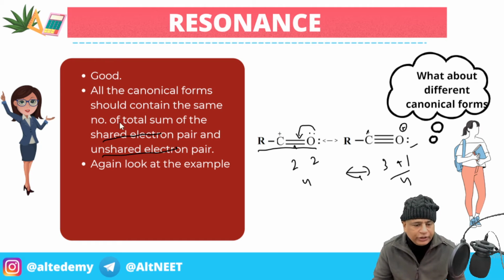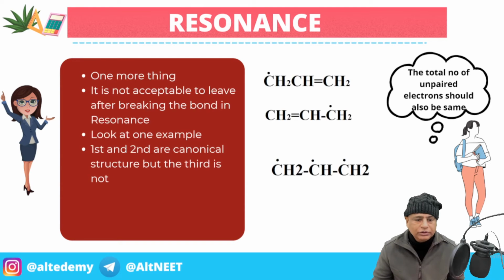So this is very important. All the canonical forms should contain the same total number of shared and unshared electron pairs. And the most important thing is that their energy should by and large be the same. As we have seen in the case of another substance where we had 6 electrons, its energy becomes very high. That does not form.